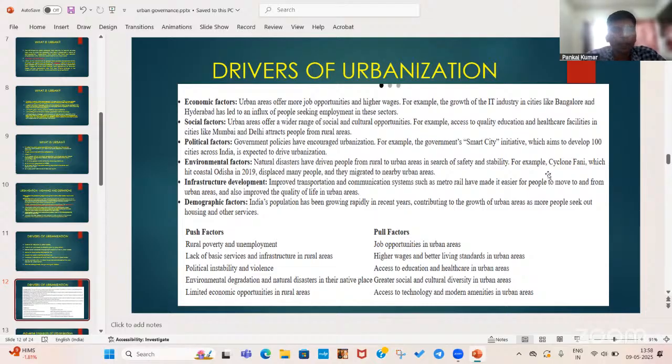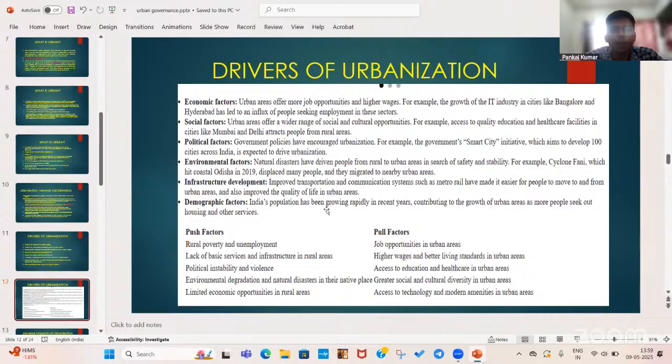Okay. Environmental factor we already discussed. Then infrastructure development. You must have seen that in urban areas, the infrastructure is much better compared to our rural areas, like improved transportation and communication systems, metro rail. This improved transportation makes it very easy for people to move around urban areas, and it also improves their quality of life in urban areas.